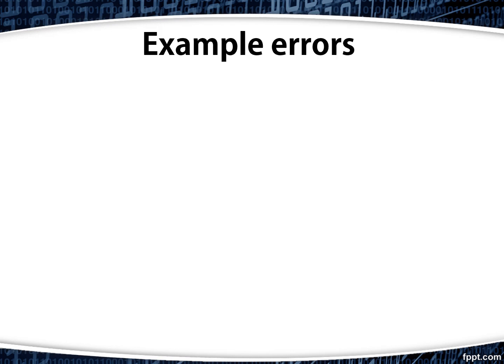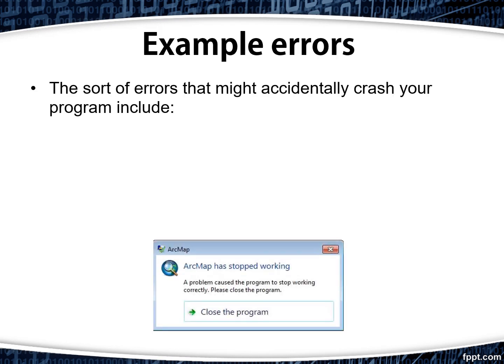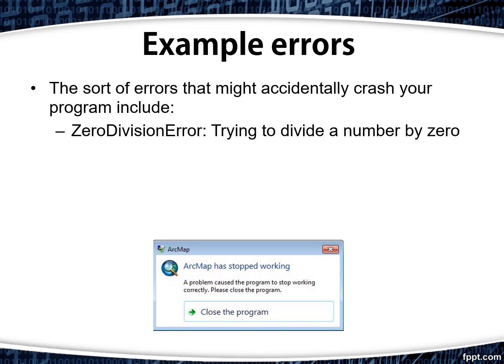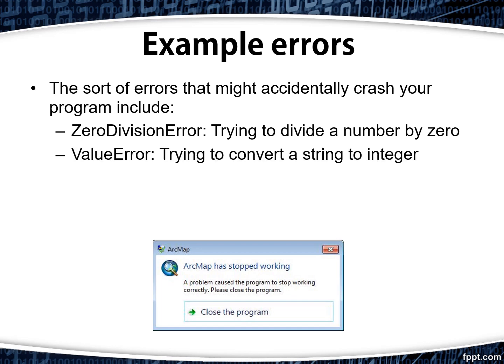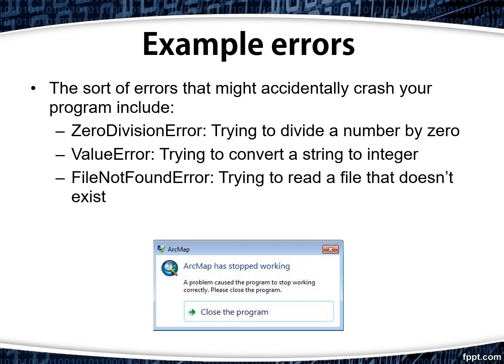Some of the sorts of errors that you might get that might accidentally crash your program include a zero division error, where you're trying to divide a number by zero, which is not possible, a value error, where you try to accidentally convert a string to an integer, a file not found error, where you try to read a file or write to a file that doesn't exist.